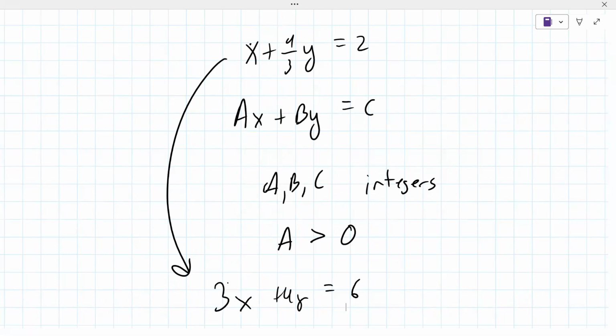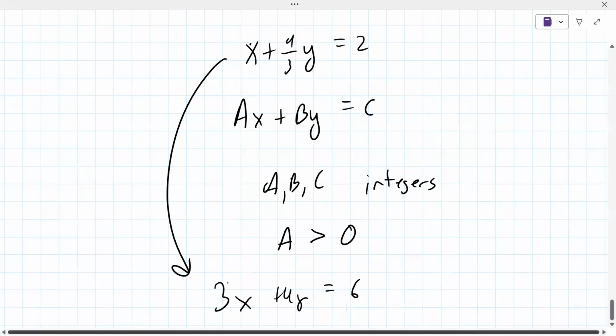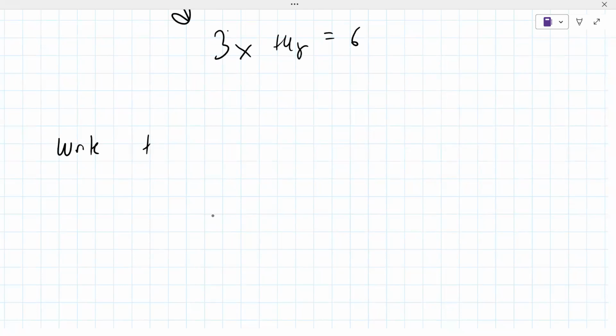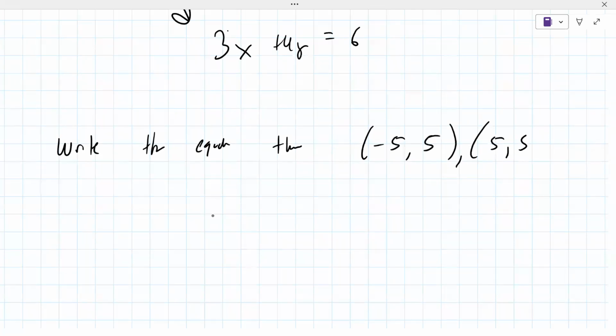Okay. Let's have you try this one. Write the equation through -5, 5, comma, 5, 5 in point slope form. Okay.